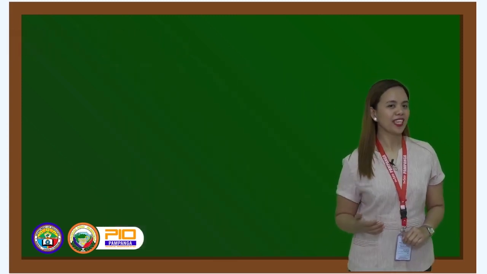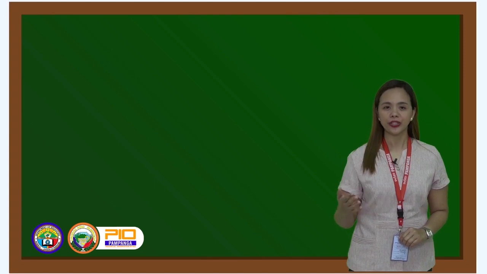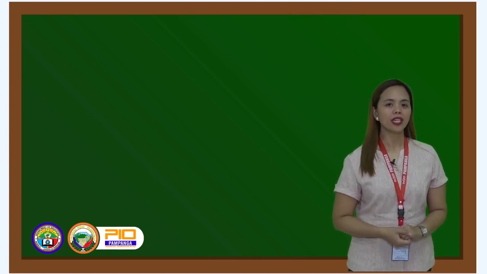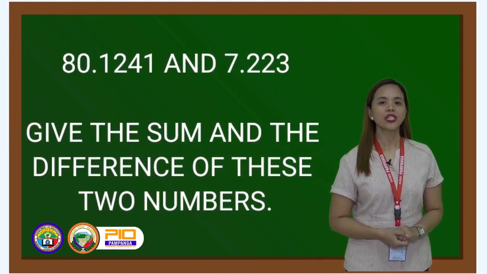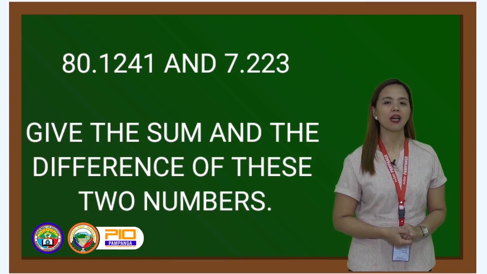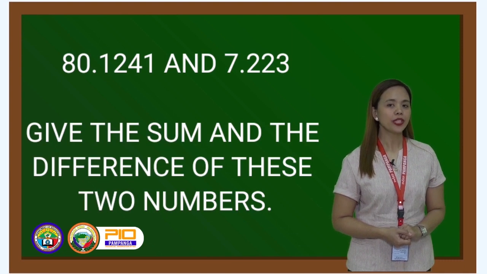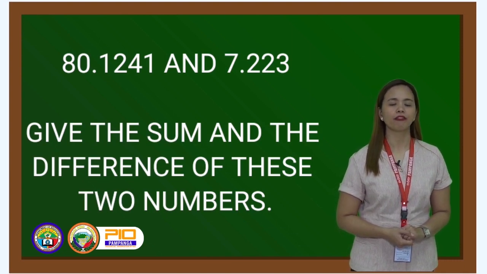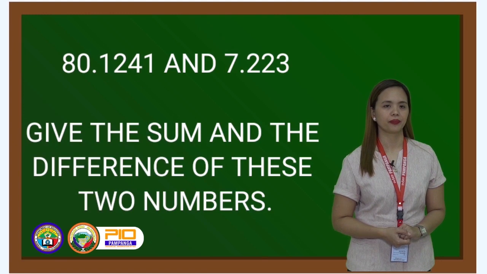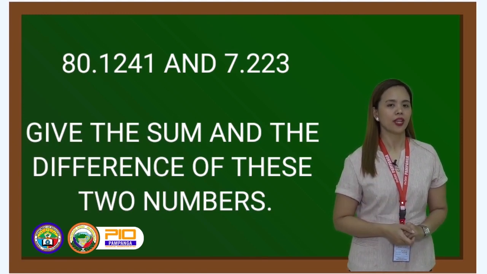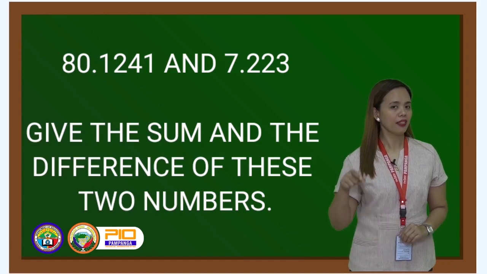Okay, Super K Kids, and now it's your turn. We have here 80 and 1,241 ten thousandths and 7 and 223 thousandths. I want you to give the sum and the difference of these two numbers. You have 3 minutes to solve it. Your time starts now.